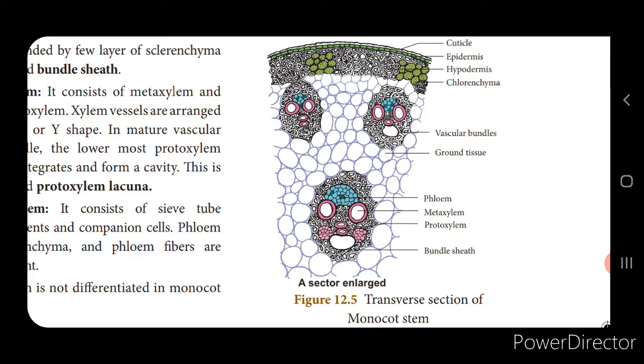Next to the hypodermis, that is below the hypodermis, are the ground tissues. All the tissues that are in the picture are called the ground tissues, and here you cannot differentiate, isn't it? This is the cortex that extends between the epidermis and endodermis, that is the outermost layer of the vascular bundle. Here we are not able to differentiate it, so it is not differentiated into endodermis, pericycle, cortex and pith, right?